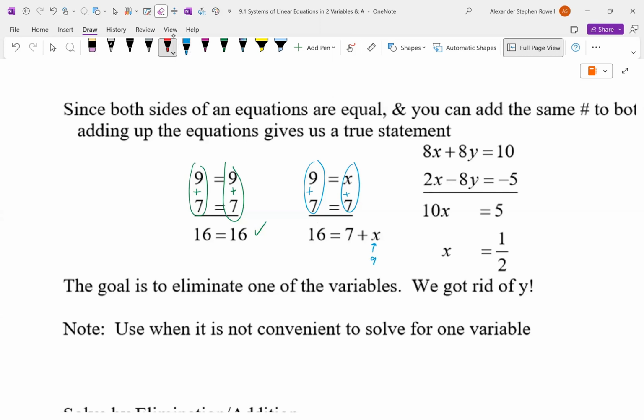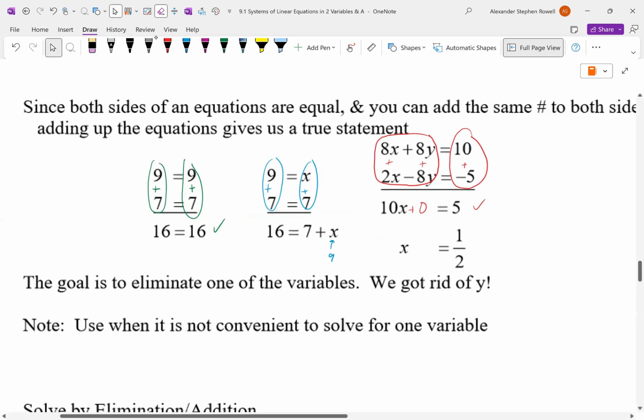Now what we're going to do instead is just say we can add sides of an equation together. So if I have two equations, I can add the 8x plus 2x to get 10x, the 8y plus negative 8y to get 0. And I can add the right-hand side together, 10 plus negative 5 to get 5. Just like I could add 7 to both sides of an equation, I can add sides of equations together. It's called the addition method because we're adding sides together, sometimes called elimination method because we're eliminating the y variable by having opposites, negative 8y, positive 8y, add to make 0y. So the goal is to eliminate one variable.